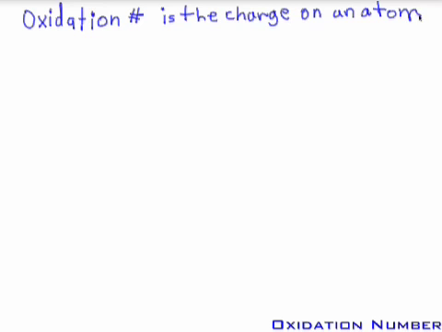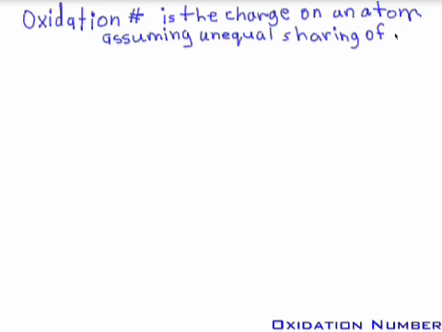Now, if you remember the definition of formal charge, it was the charge on an atom assuming equal sharing of electrons. To determine oxidation number, we define oxidation number as the charge on an atom assuming unequal sharing of electrons, and I'll symbolize electrons as an E negative.